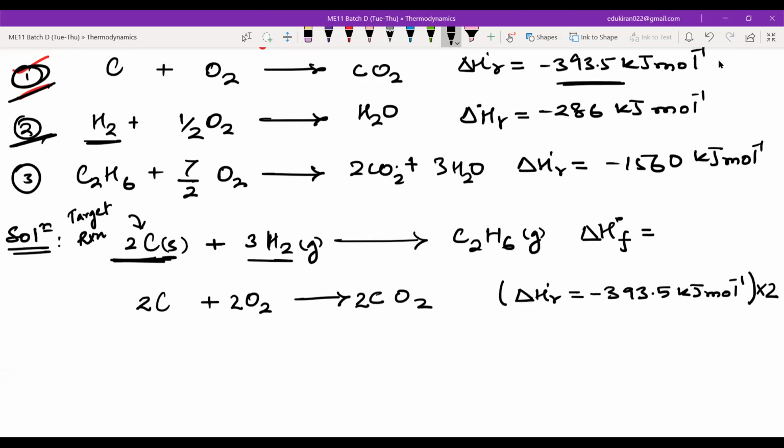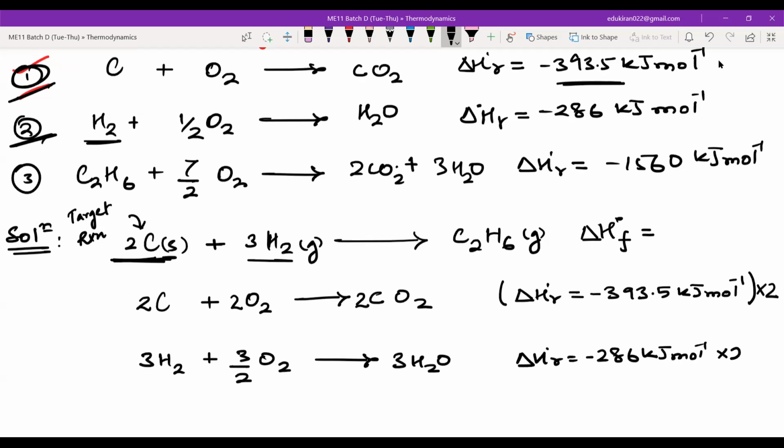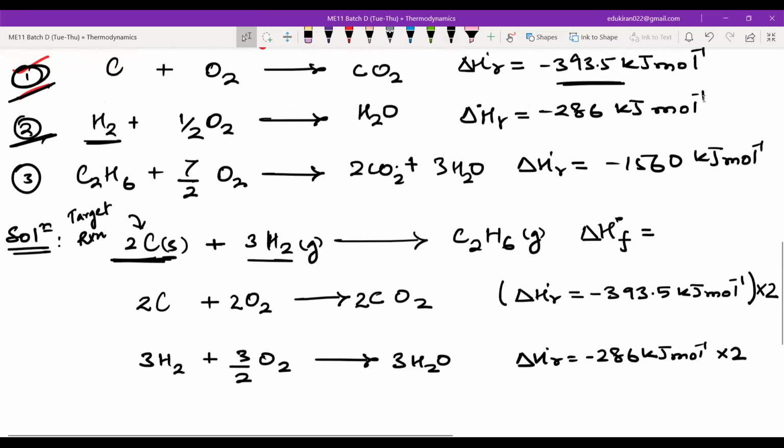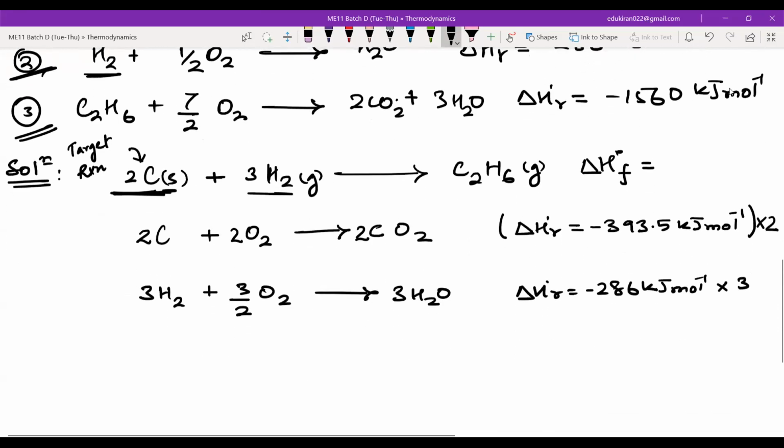So we will multiply the whole reaction by 3, and we will write 3H2 plus 3/2 O2 is going to give me 3 moles of H2O, and the enthalpy of this reaction is going to be equal to minus 286 kilojoule per mole into 3. Sorry, into 3, not 2.